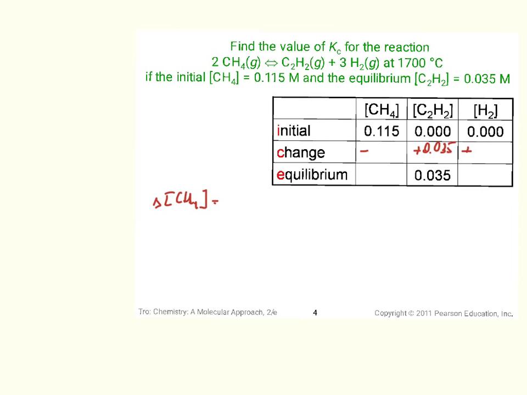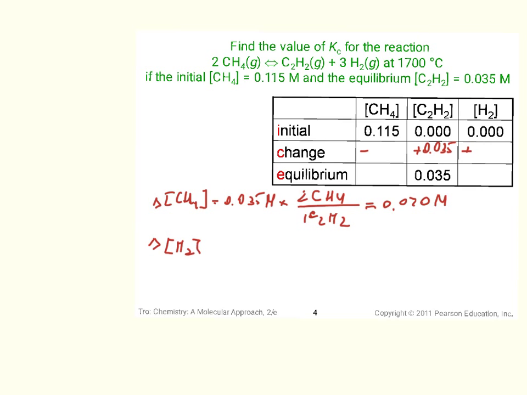Then the change in concentration of methane is going to be 0.035 molarity of acetylene times 2 moles of methane over 1 mole of acetylene by stoichiometry, just from the equation. So the answer is 0.070 molarity.